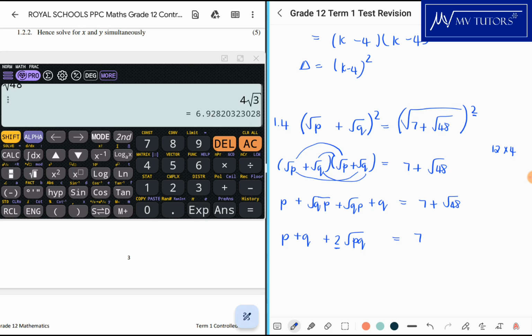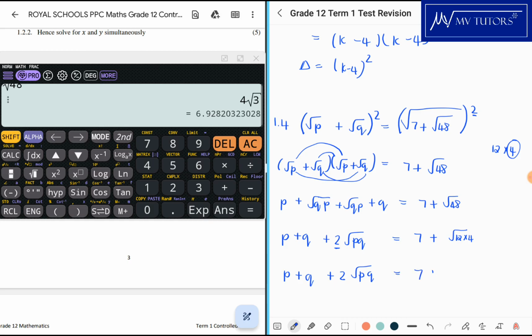And if I have 12 times 4 in here, then I can rewrite it. The square root of 4 is 2. So if I take it out, I hope you're following here.